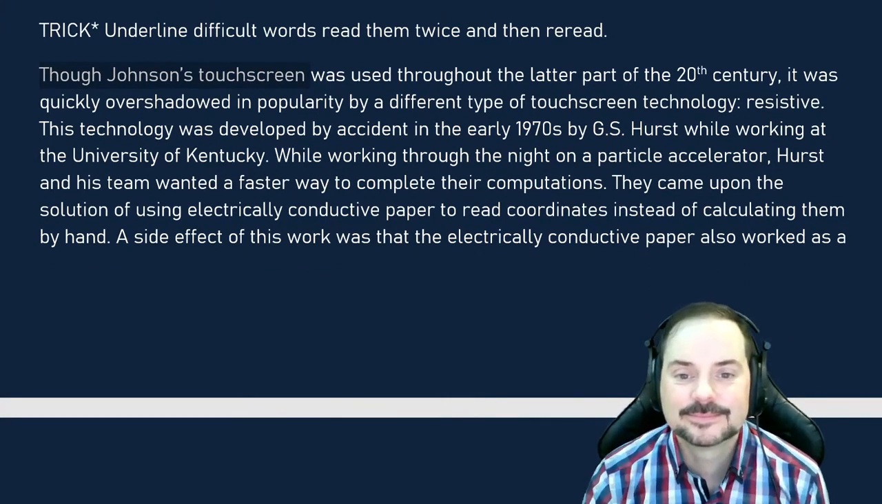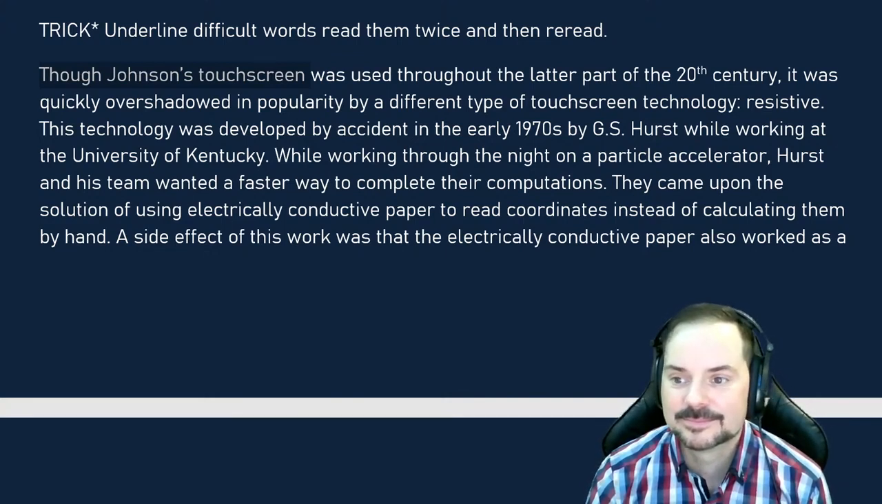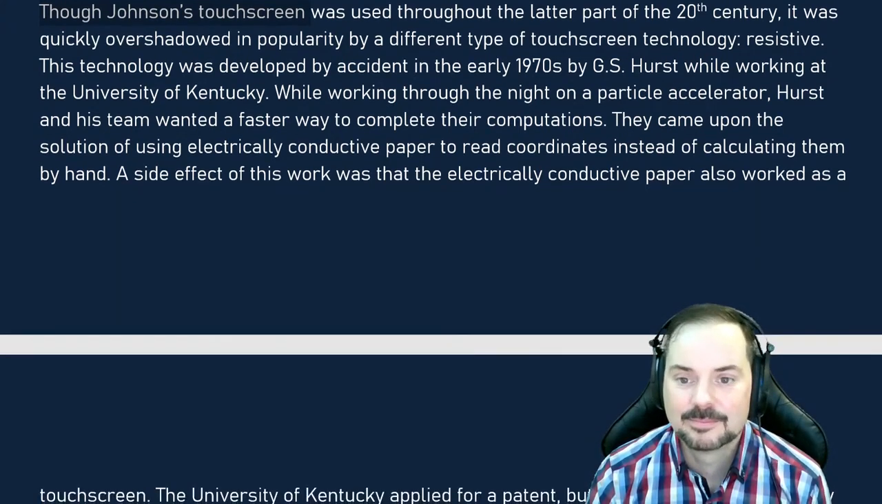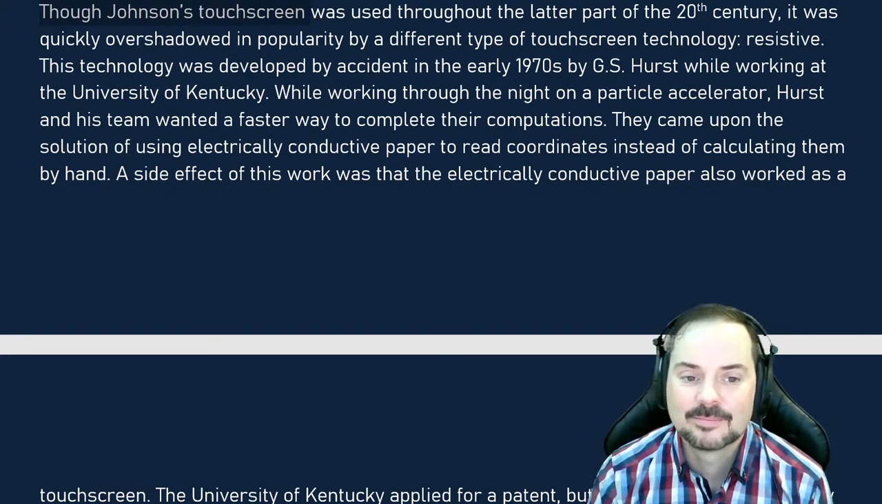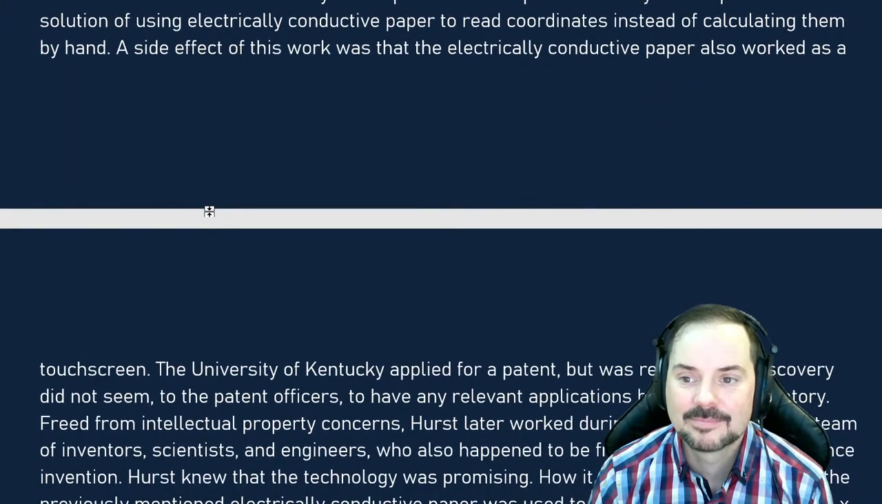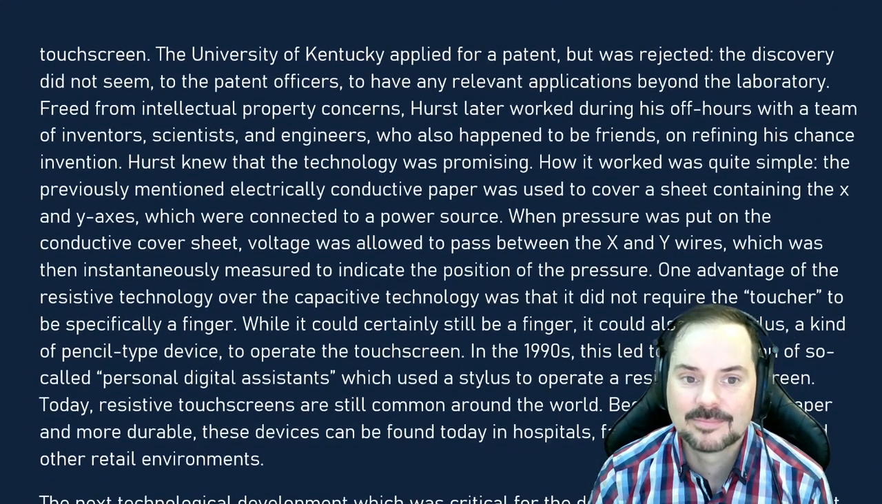Though Johnson's touchscreen was used throughout the latter part of the 20th century, it was quickly overshadowed in popularity by a different type of touchscreen technology, resistive. This technology was developed by accident in the early 1970s by G.S. Hurst while working at the University of Kentucky. While working through the night on a particle accelerator, Hurst and his team wanted a faster way to complete their computations. They came upon the solution of using electrically conductive paper to read coordinates instead of calculating them by hand. A side effect of this work was that the electrically conductive paper also works as a touch screen.